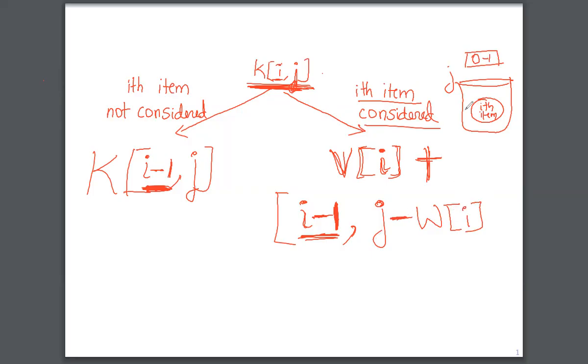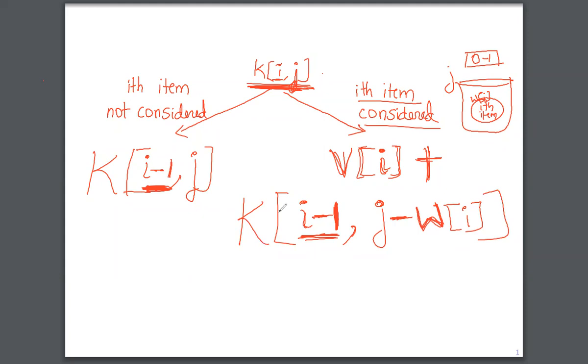No, it's the weight, not V of I. Sorry, I'll take it back. Yes, it's the weight. This takes weight W of I, so you need to reduce W of I from this knapsack capacity. This is what is remaining now. J minus W of I is the remaining amount that you can add. So recurse.